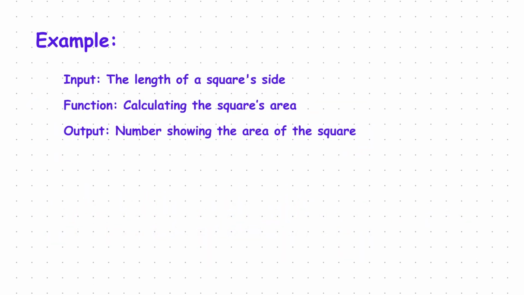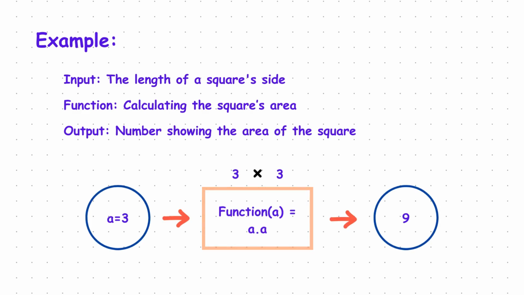Now let's see some examples. Consider that we have a machine that calculates the area of a square. The input of this machine would be the length of the square side, and the output would be a number which shows us the area. As you can see here, let's say the input is 3, the side of the square. Then our machine will multiply this number by itself, which in this case is 3 by 3, and as an output it will give us back the number 9.